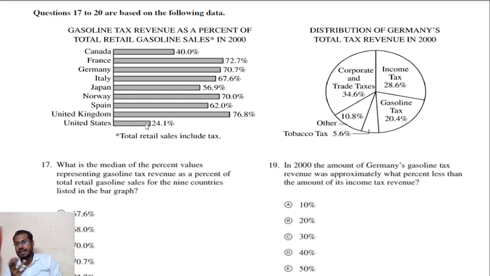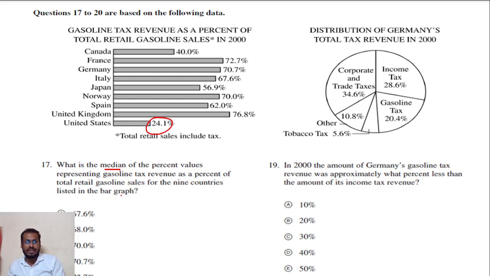So sometimes we will take values from one particular diagram, or sometimes we need to use both the diagrams. Okay, let's look at the first question, 17th one. What is the median of the percent values representing gasoline tax revenue as a percent of total retail gasoline sales for the 9 countries listed in the bar graph? So in this bar graph, we need to find the median. So how to find the median? First of all, we need to write everything in ascending order, right?